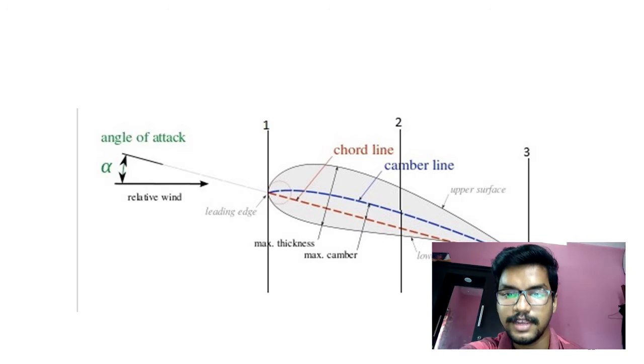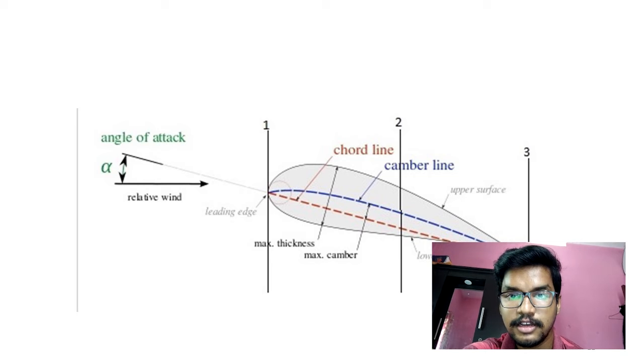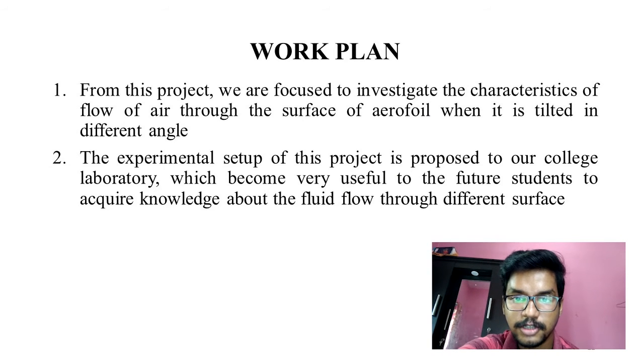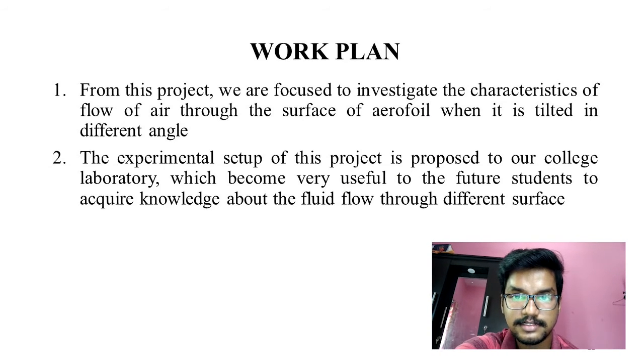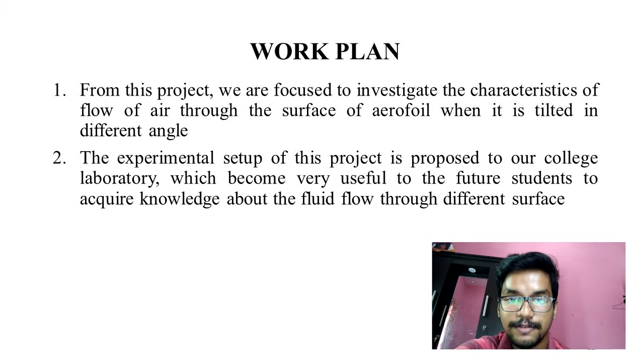In these 3 sections, we are placing 3 K-type pressure sensors on the surface of the aerofoil section, so that we can easily measure the pressure of the flow of air on the surface of the aerofoil section. From this project, we are focused on investigating the characteristics of the flow of air over the surface of the aerofoil section when it is tilted at different angles of attack. Different angles of attack mean 0 degree, 2 degree, 4 degree, 8 degree, 12 degree, and finally 14 degree.